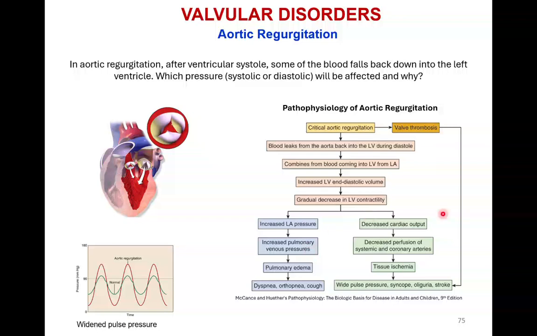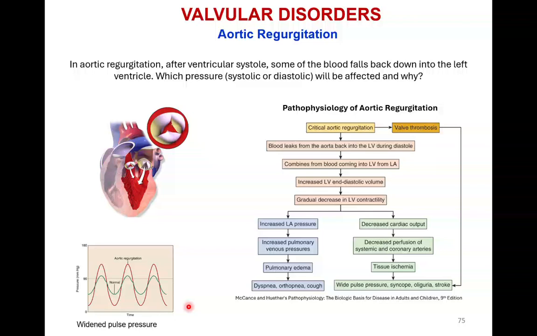One of the forward effects of aortic regurgitation is what's called a widened pulse pressure. What is your pulse pressure? Your pulse pressure, if you remember, is the systolic pressure minus the diastolic pressure. The green here is normally what you see. The red is what you see with an aortic valve that's regurgitant. So a widened pulse pressure, what does that mean? It means that your systolic pressure is higher than normal and your diastolic pressure is lower than normal.